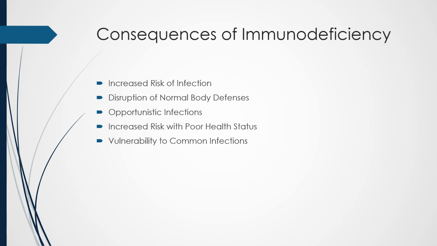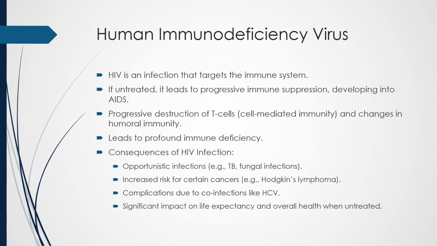Individuals with immunodeficiency disorders, whether primary or secondary, are highly vulnerable to infections due to their impaired immune system. These individuals face significant risk because their bodies are unable to adequately recognize and defend against harmful organisms, leaving them susceptible to infections that a healthy immune system would normally prevent. The consequences of immunodeficiency include increased risk of infection, disruption of normal body defenses, opportunistic infections, increased risk with poor health status, and vulnerability to common infections.